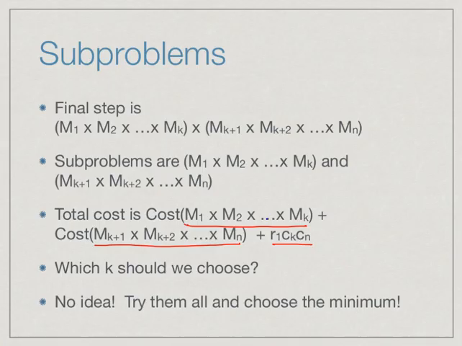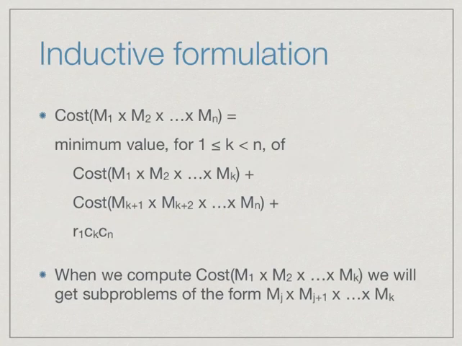Here we want the minimum cost. So we choose that k which minimizes the split. And recursively, each of those things would minimize their split and so on. So that is the inductive structure. Finally, we say that the cost of multiplying m1 to mn is the minimum for all choices of k of the cost of multiplying m1 to mk plus the cost of multiplying mk plus 1 to mn plus, of course, for that choice of k, we have to do one final multiplication, which is to take these resulting submatrices. So that is r1 into ck into cn.